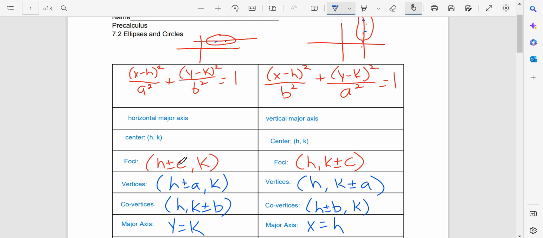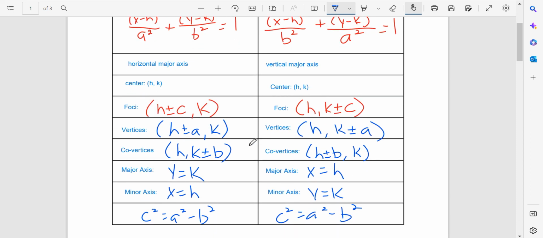And then foci, key point at the foci, we're going to add C, and I'll talk about C a little later, and how we can solve for C. C is going to be added to the H value if it's wider than it is long. If it's longer than it is wide, it will be added to the K value. And covertices are the smaller of the two. So it would be the B value that we're adding to what we didn't add to the vertices. Major axis in this case, y equals k; x equals h. Swap them for when it's longer than it's wide.